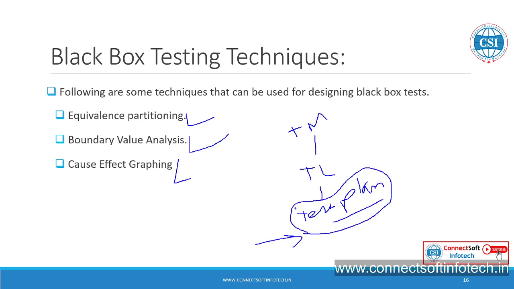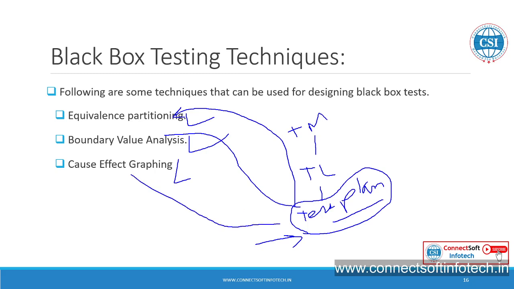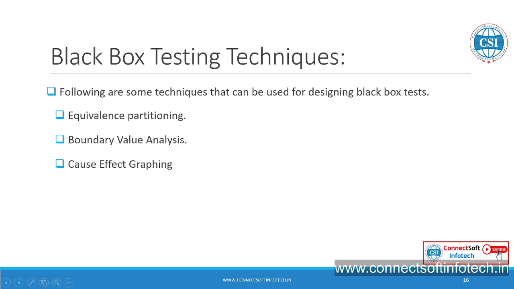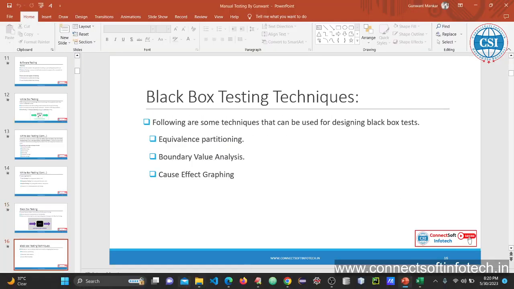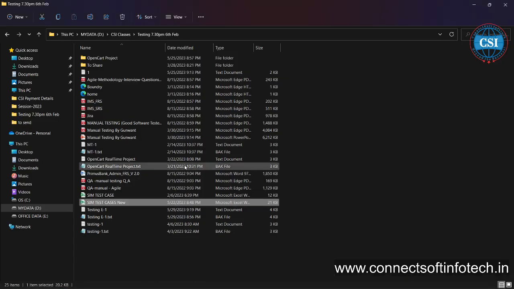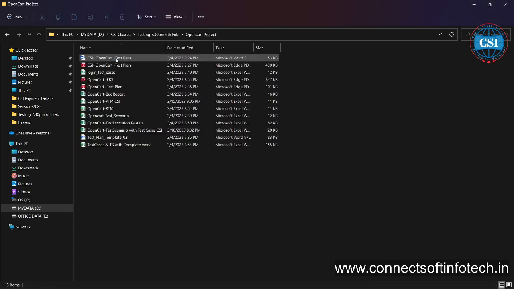In the test plan they maintain the methodology, that is boundary value analysis, equivalence partitioning, cause effect graphing. These are the methodologies involved. They are written in the test plan, and you can do this manually or with automation testing. Let me show you a sample document for the test plan.